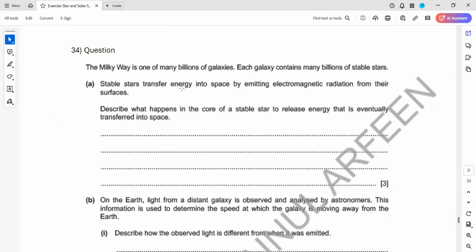Question 34. The Milky Way is one of many billion galaxies. Each galaxy contains many billions of stable stars. Stable stars transfer energy into space by emitting electromagnetic radiation from the surface. Describe what happens in the core of a stable star to release energy that eventually transfers into space. So what actually happens in the stable star? Nuclear fusion occurs. The lighter hydrogen nuclei fuse together and form helium.